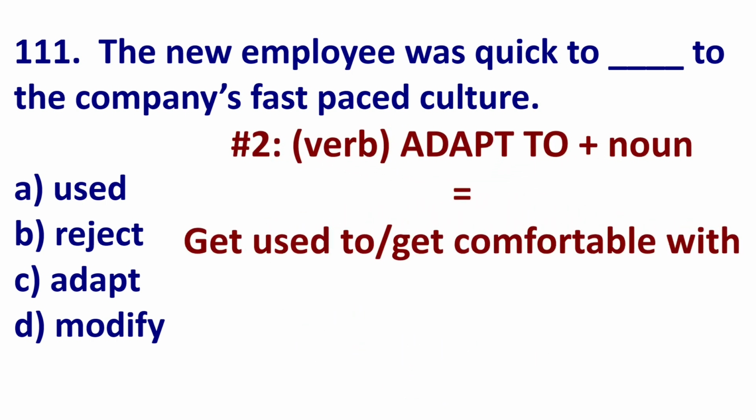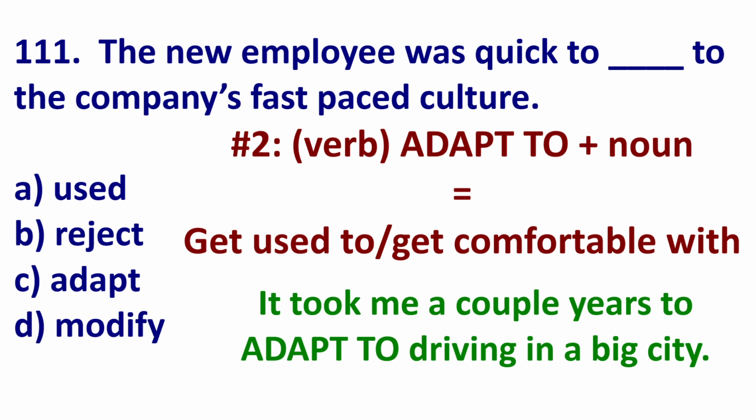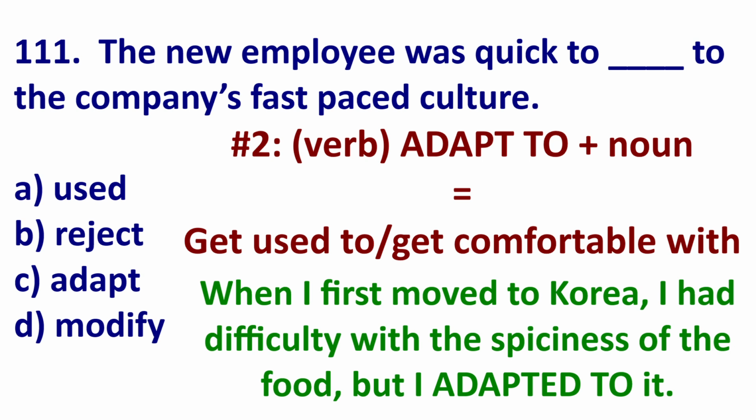But there is another way we use adapt, and this is a person or a group adapts to something. That means a person becomes more comfortable with it. They get used to it. An example, it took me a couple years to adapt to driving in a big city, but I'm comfortable with it. So maybe I changed my driving, so I adapted my driving style so I could adapt to driving in a big city, get used to it. Or when I first moved to Korea, I had difficulty with spicy food. It's too spicy. But over time, I changed and I got used to spicy food. So I adapted to spicy food. And now I love it.